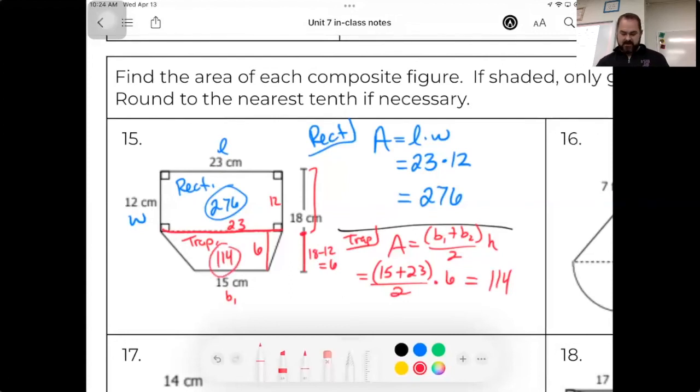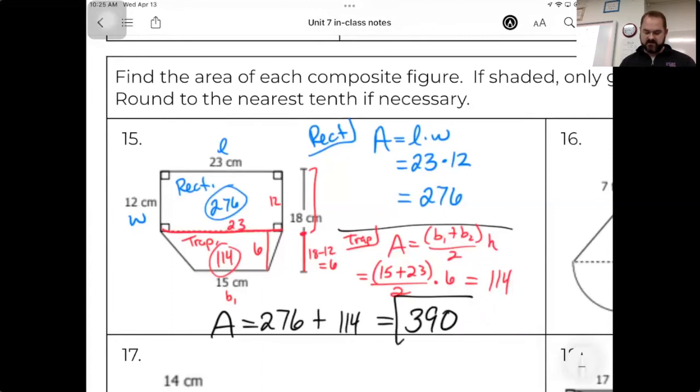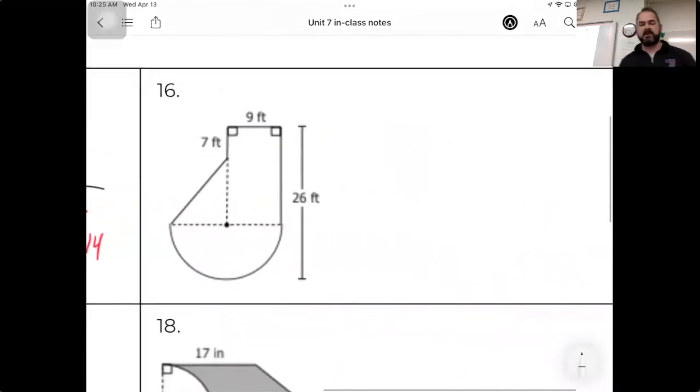So there's the two pieces I need to add together. So my overall area is going to be found by taking 276 from the rectangle plus 114 for the trapezoid. And if I do that, I get 390 square centimeters for the overall area. Okay? For number 16, we've got a few more pieces to put together. And this one can present a little bit of a challenge.